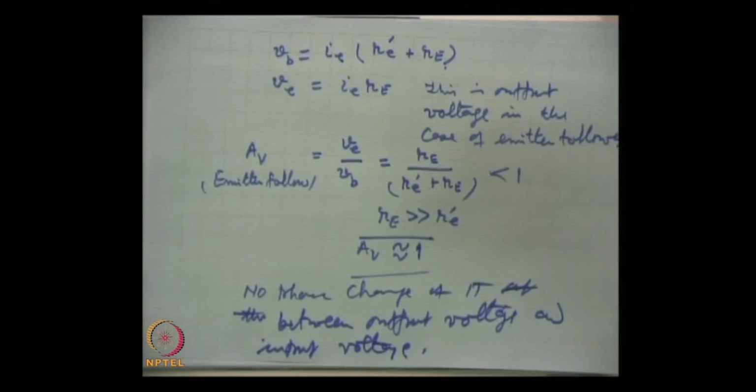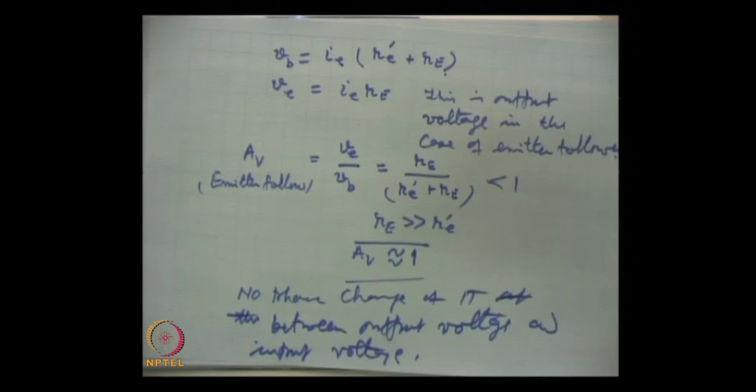There is no phase change and there is no voltage gain, but current gain is there. We will find an expression which is equal to actually beta. The beta is the current gain and there is no voltage gain. The output follows in magnitude and in phase the input, that is why it is called emitter follower. The output is equal in magnitude and there is no phase reversal, so they are in phase.